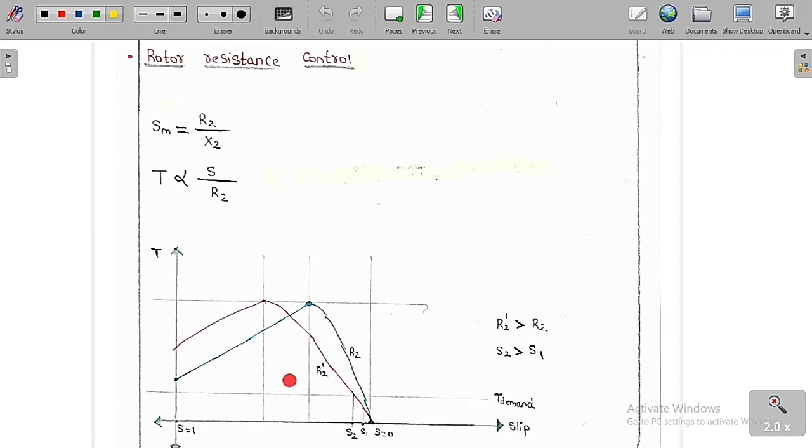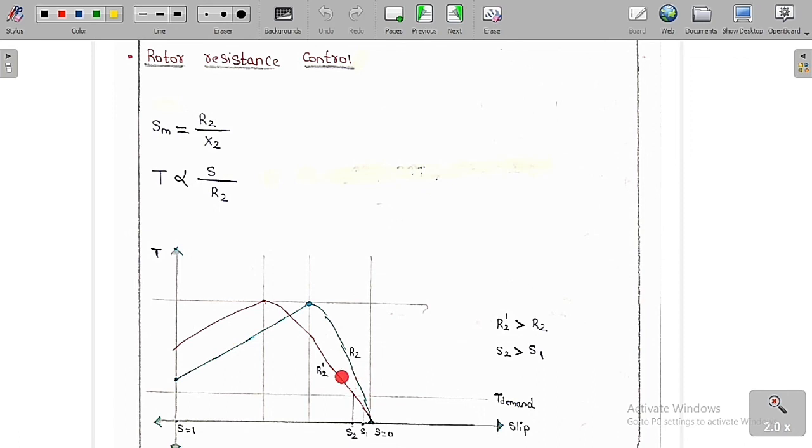Now you can see clearly in this graph: slip equal to 0 and slip equal to 1. Slip equal to 0 means Nr equals Ns, which is said to be the no load condition. Whereas S equal to 1 means Nr equals 0, which is the standstill condition or the starting condition. So for R2, this is the graph that we are going to get, and this is the graph we get as the rotor resistance increases.